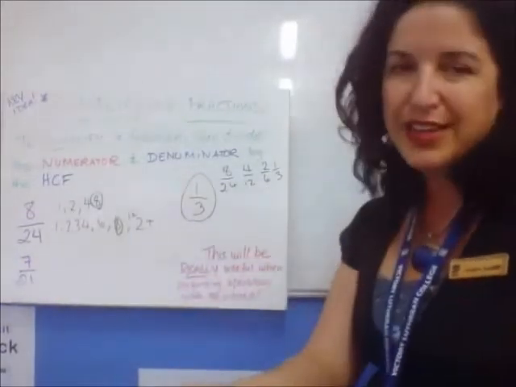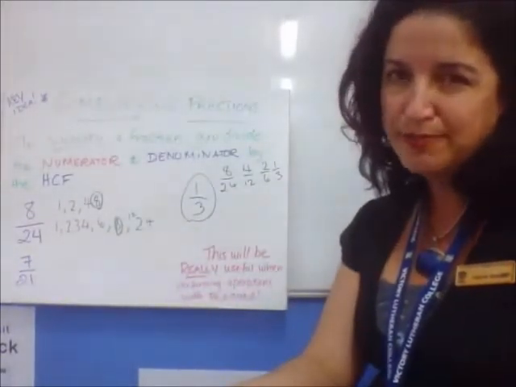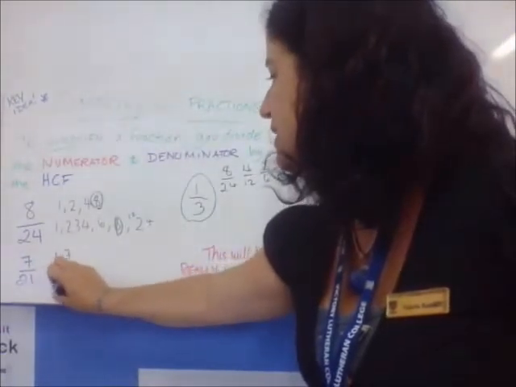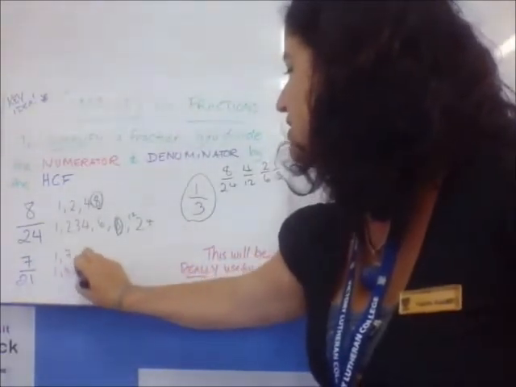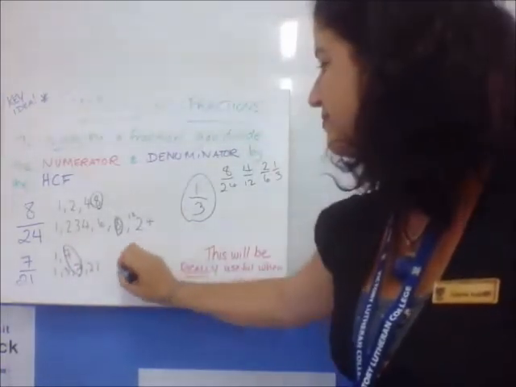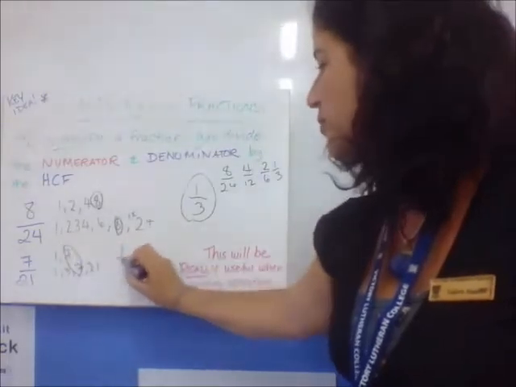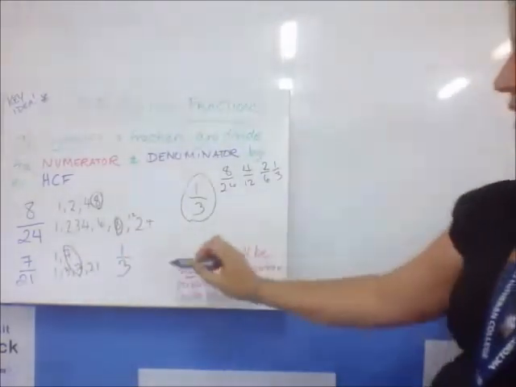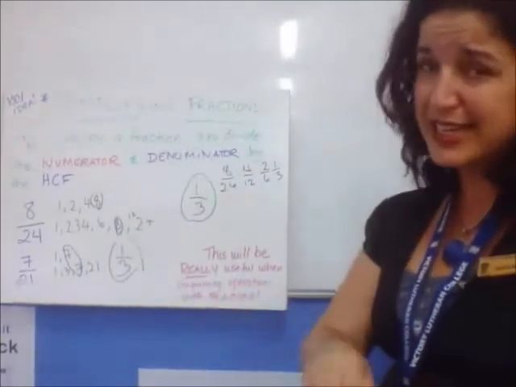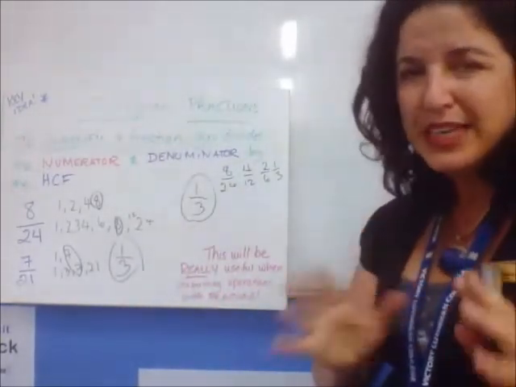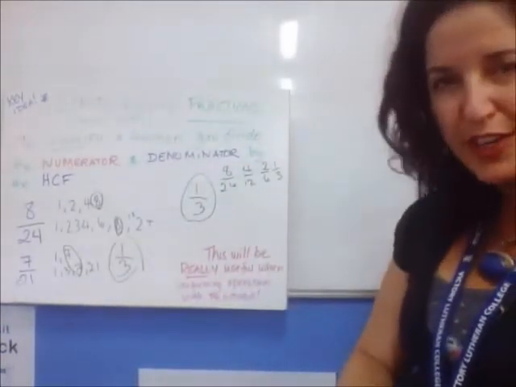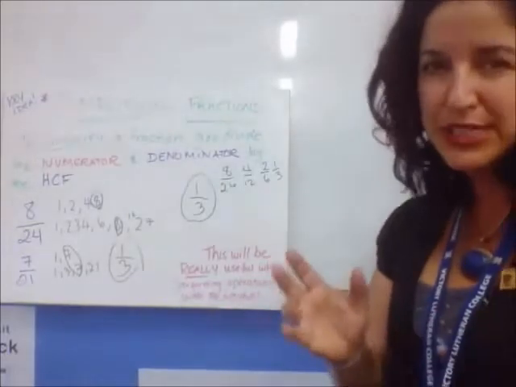So let's look at this. We already know with 7 that the only factors of 7 are 7 and 1. And what about 21? We've got 1, 3, 7, and 21. So our highest common factor is 7. Divide them both by 7 and we get 1/3 again. Okay? That is how you simplify fractions. It's that easy. I know a lot of people get really hung up on the simplifying. It's not that tricky. And as I said before, you can just keep having goes at it until you're sure it's as simple as it can get.